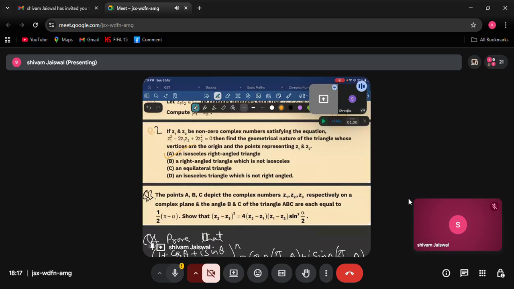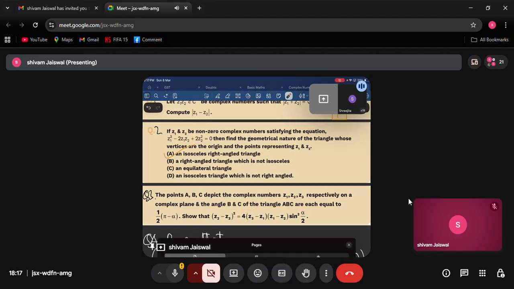Achha, it is Z3 minus Z1 into Z1 minus Z2. So you can just take the negative sign outside. It will be the same expression. Yes, so I think it is proved. Is it clear? Tell me, Shrita.